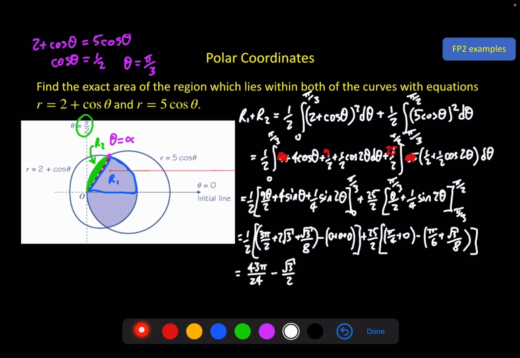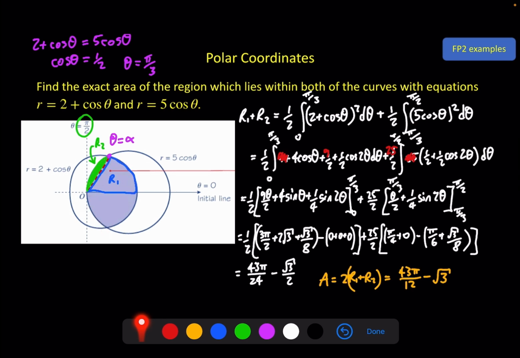The last step then is to remember that this is only half of what we need, and in order to get the full thing we need to times this by 2. So the final answer in yellow, the area is equal to 2 times r1 plus r2, which is 43 pi by 12 minus root 3. And that is the final answer for the shaded area here.